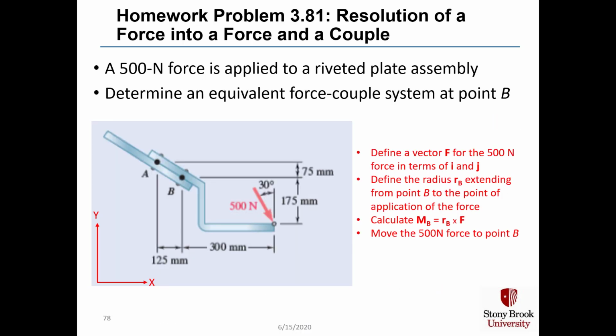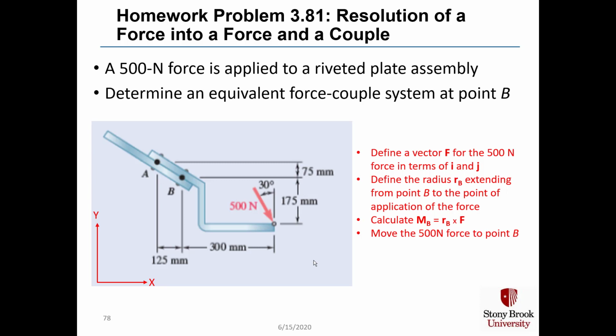Homework problem 3.81 will show us how to resolve a force into a force and a couple. A 500 Newton force is applied to the riveted plate assembly. The assembly is riveted at points A and B, and I'll outline here with my mouse that's one metal part, and this is the other metal part that sort of looks like a pot, but a pot without a side on the right.